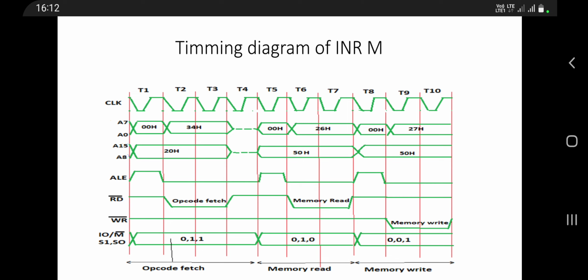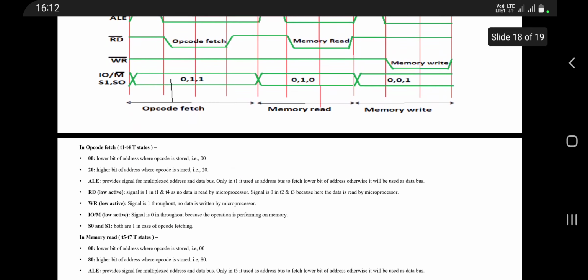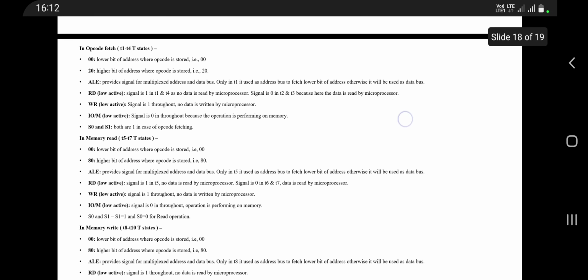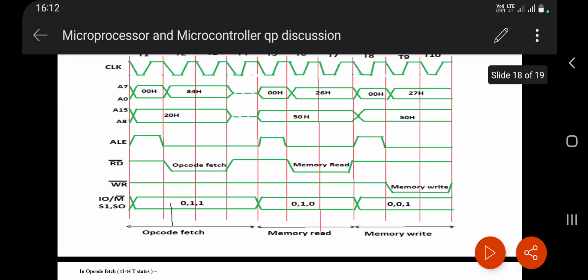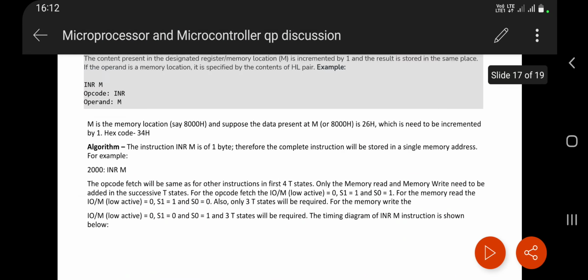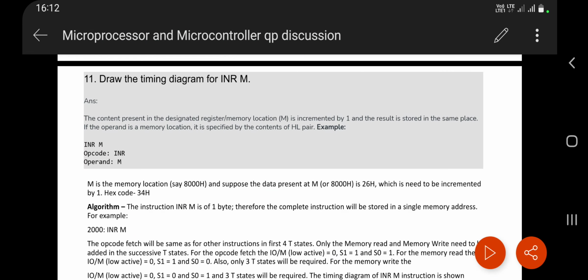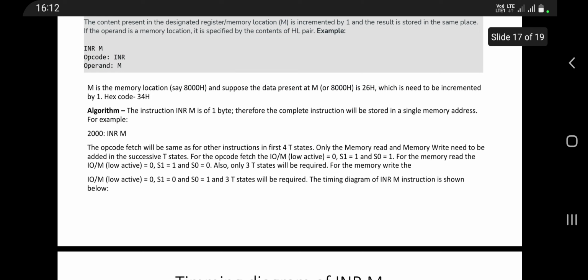You have to practice this timing diagram so that you can have a better understanding. Everything is written here, and you can read this and follow it properly. You can draw it by yourself. Okay, thank you very much.